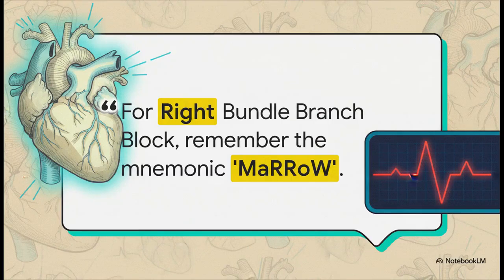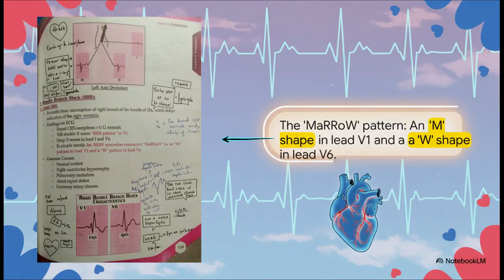Now, blocks can also happen inside the ventricles themselves. If the signal gets delayed on the right side, there's a fantastic mnemonic to help you spot it: MARO. So here's how it works. The M in MARO reminds you to look for a telltale M shape in lead V1, and the W? That reminds you to look for a W shape in lead V6.